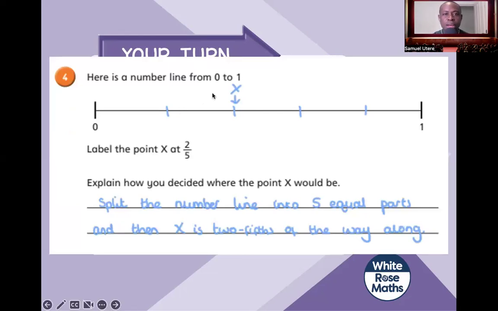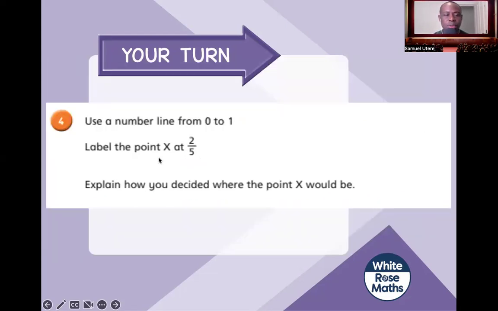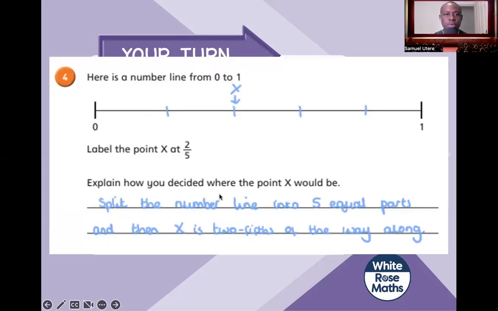Here is a number line from 0 to 1. You've been asked, remember the question says, label the point X at 2/5. So they want you to use a number line from 0 to 1, and you need to label the correct point where you would find 2/5. And then you need to explain how you decided where X would be.